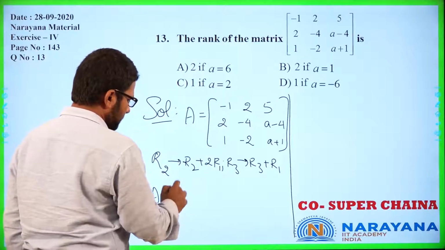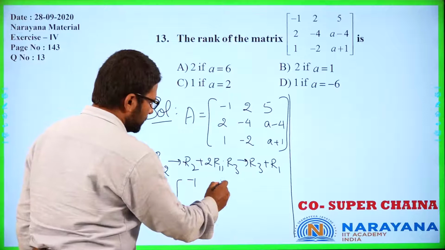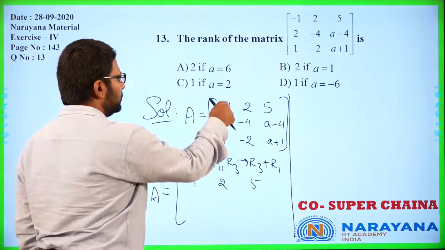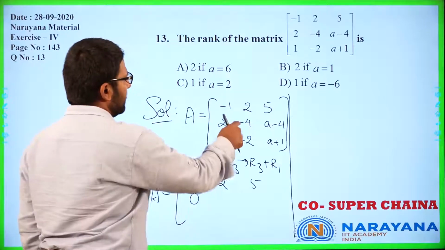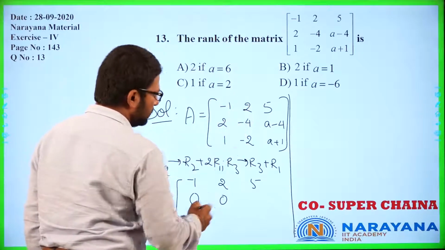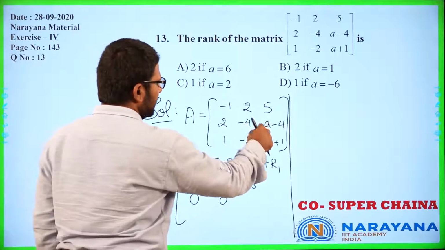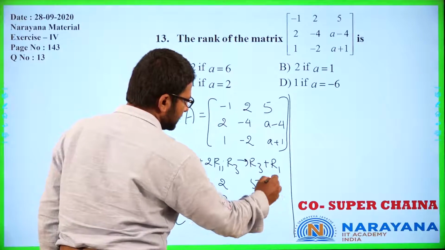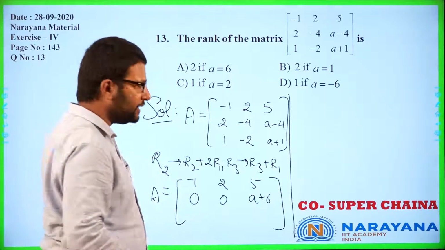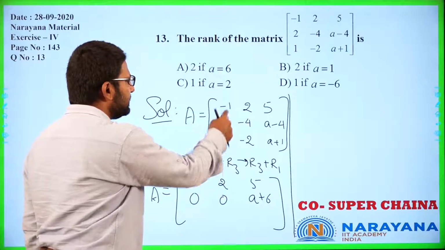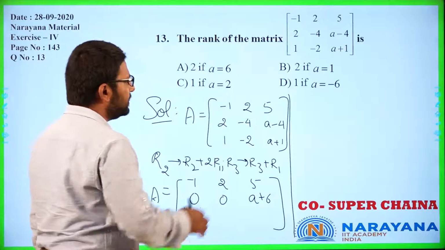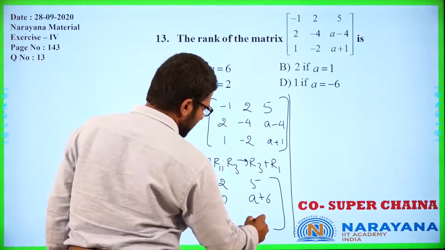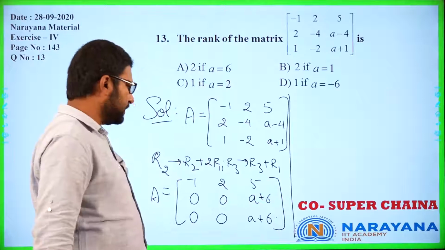So then A becomes minus 1, 2 and 5 will be as they are. R2 plus 2 R1. So 2 minus 2, this becomes 0. Minus 4 plus 4 also 0. And A minus 4 plus 10, so that becomes A plus 6. Right? Can you follow that? Then R3 goes to R3 plus R1. So 0 here. Minus 2 plus 2 is also 0. And A plus 1 plus 5 is A plus 6. Right? Now observe this carefully.